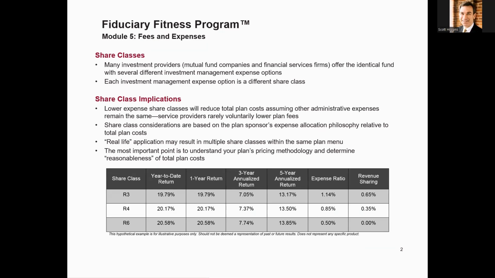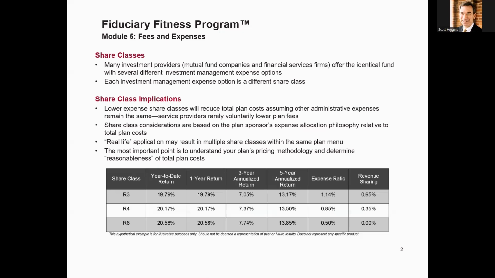So we see that with the chart at the bottom here, we go from R3 to R4 to R6. And the revenue sharing on the extreme right side of the chart shows that the largest revenue sharing, an additional expense associated with the lowest numerical share class, in other words, R3, is 65 basis points or 0.65%. R4, 0.35%. R6, zero revenue sharing.